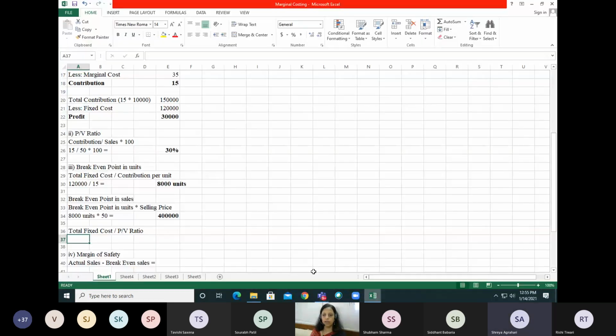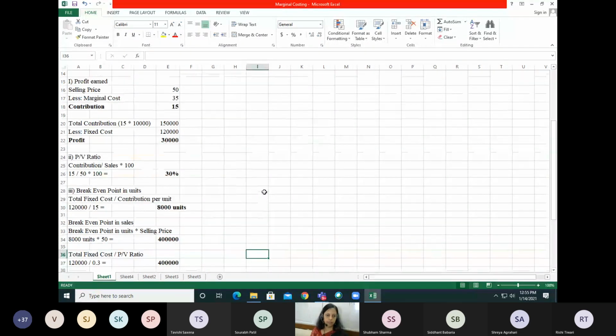There are two formulas and in this question, the whole information is available. So fixed cost 1,20,000 divided by PV ratio 0.3 you have to take. Why? Because it is 30%. 30% means 30 upon 100, which means 0.3. So you will get the same answer, 4 lakh. Rupees 4 lakh is your break even sales. Clear?